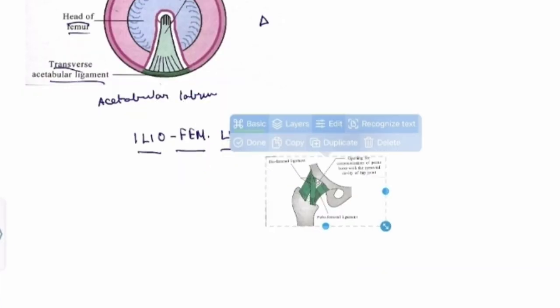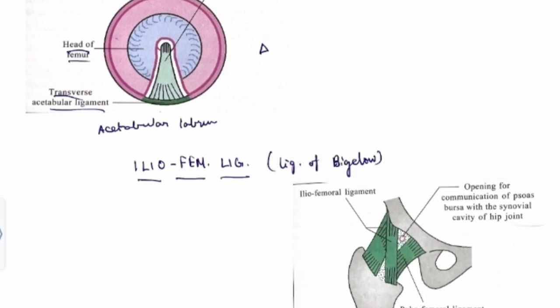Let's paste the image. Here we will have it. This is the iliofemoral ligament. You can see the two rami or two fibers of the iliofemoral ligament. So let us get into its details quickly.